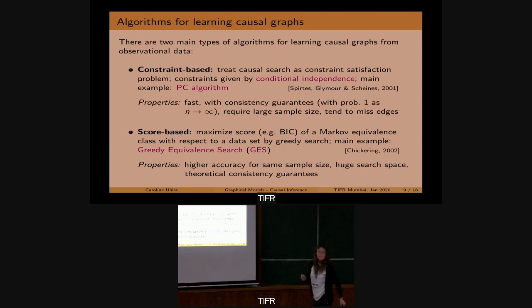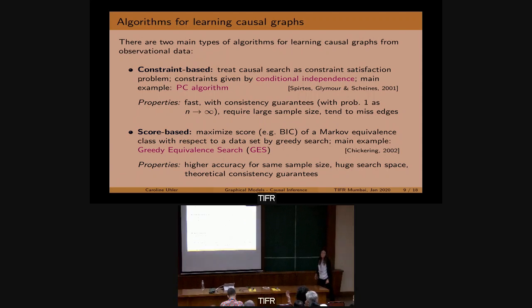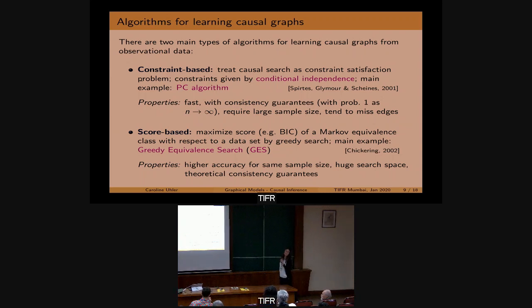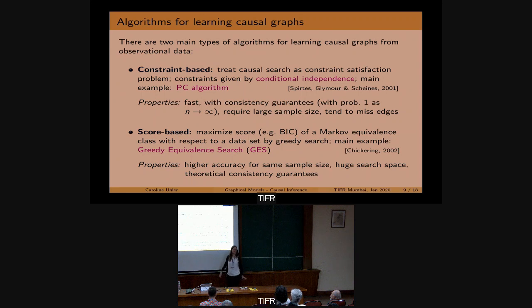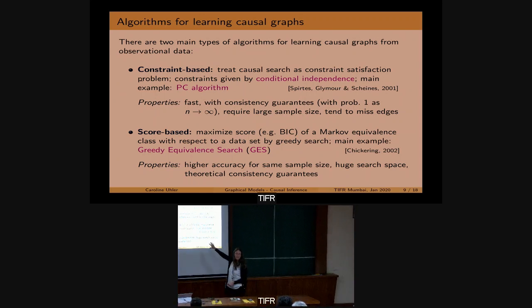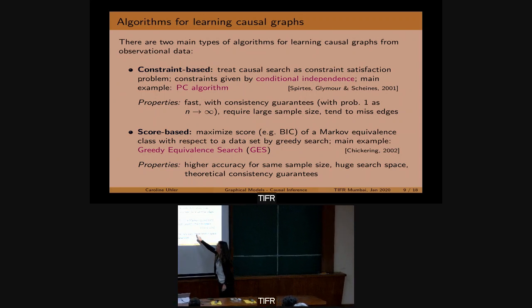Why do you call it fast? Isn't it trivially exponential time? Everything is NP-hard. I'm just comparing these types of algorithms against each other. Let me talk about why fast when I'm talking about the score-based approach and what the problems are there.